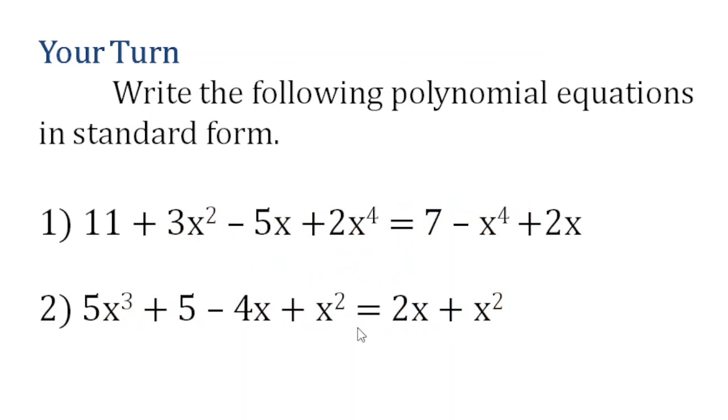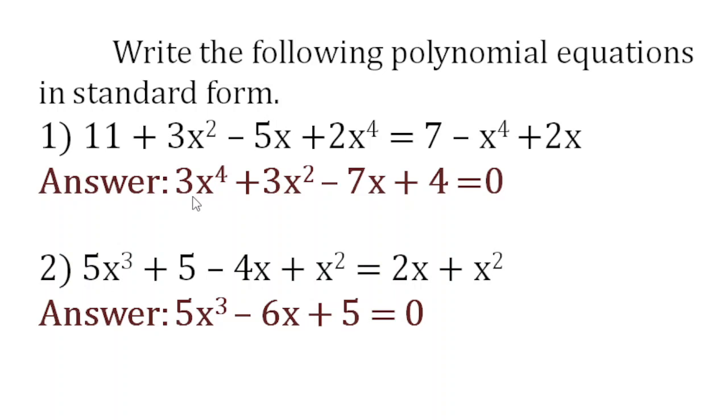I prepared here 2 items for you to work on. You can pause the video and try working on these 2 items. If you are ready, I can now show you the answer. Item number 1, 3x to the power of 4 plus 3x squared minus 7x plus 4 equals 0. Item number 2, 5x cubed minus 6x plus 5 equals 0.